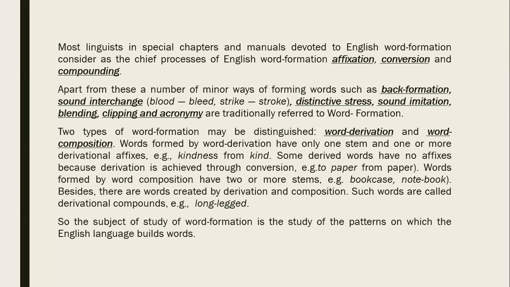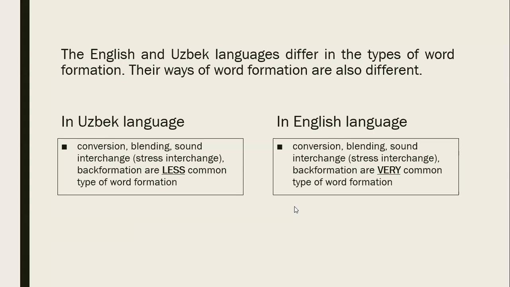So the subject of study of word formation is the patterns on which the English language builds words. The English and Uzbek languages differ in the types of word formation. Their ways of word formation are also different. In the Uzbek language, conversion, blending, sound interchange, stress interchange, and back formation are less common types of word formation. In the English language, conversion, blending, sound interchange, stress interchange, and back formation are very common types of word formation.